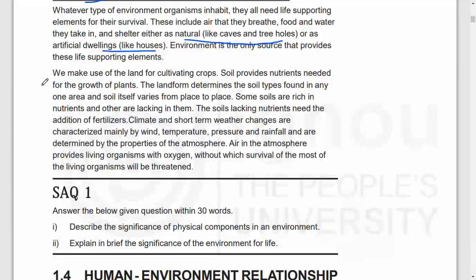Climate and short-term weather changes are characterized mainly by wind, temperature, pressure, and rainfall, and are determined by the properties of the atmosphere. Air in the atmosphere provides living organisms with oxygen, without which survival of most of the living organisms will be threatened.